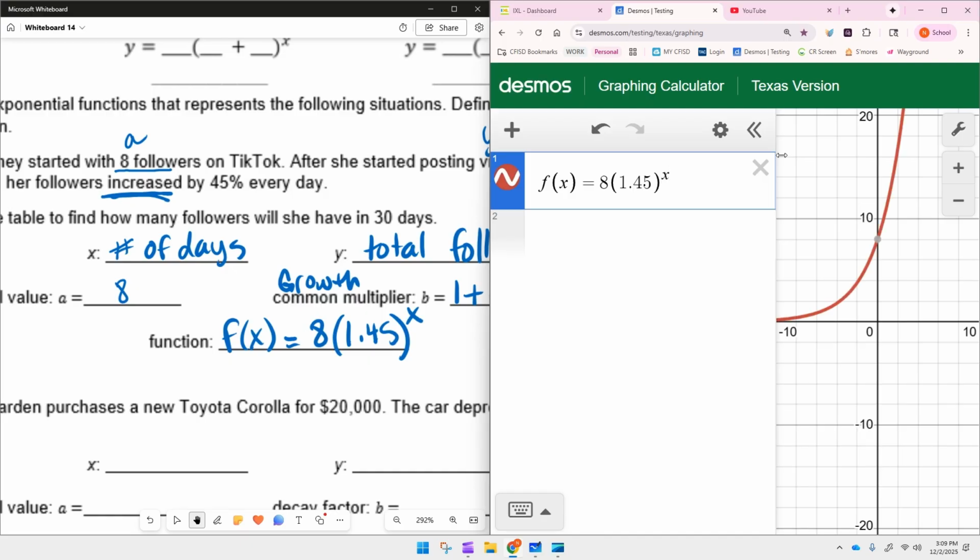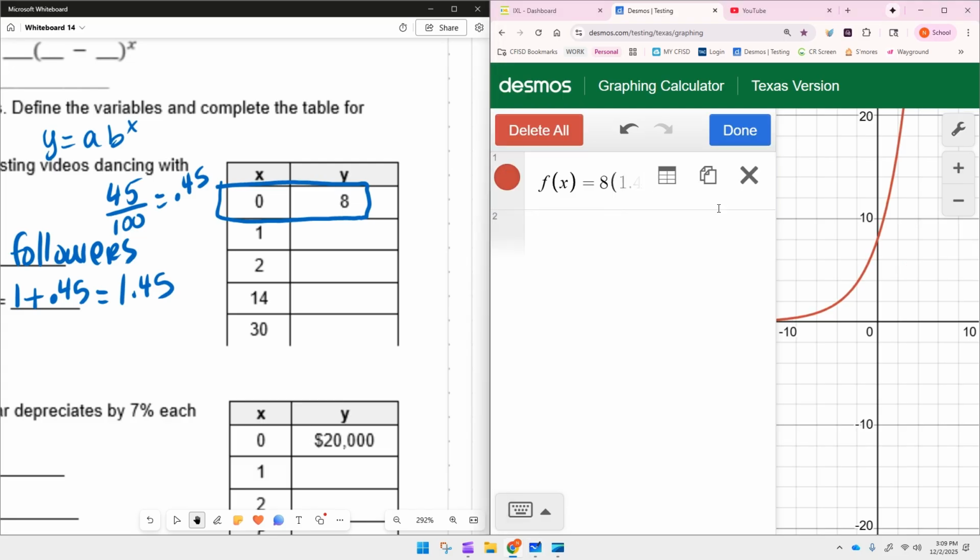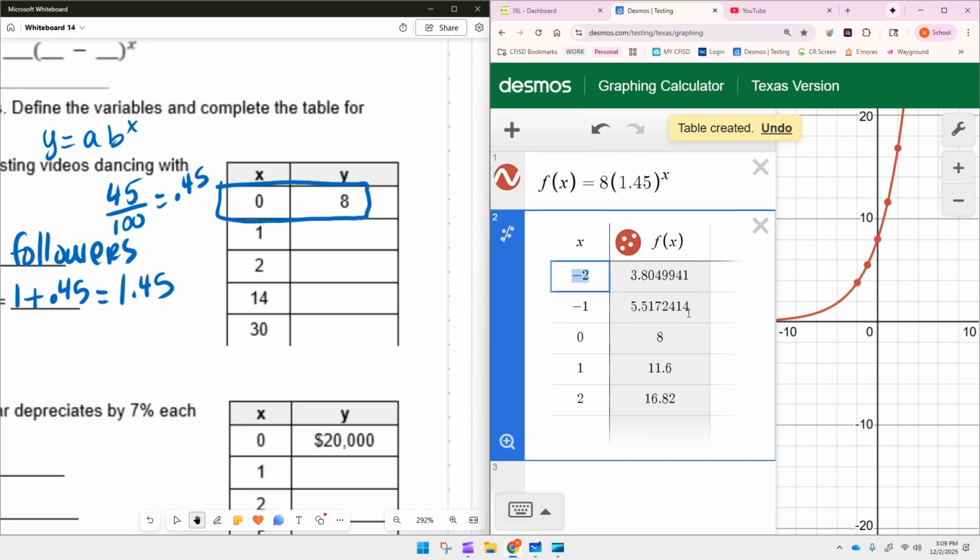Now, there's a couple things that I'm looking for. I want to make sure that my graph looks like an exponential, and we know this is growth, so our graph should be going up. I'm double checking my thought process and my rate that I have it entered correctly. Now that I know that this looks correct, I have growth and my y-intercept is 0, 8. I'm going to go ahead and convert this function to a table so I can fill out the rest of my graph. So I'm going to go to this wheel and click that, and then go to create table.